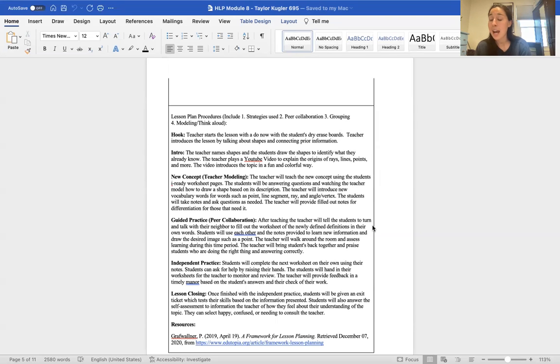To close the lesson, I'm going to hand out an exit ticket, which is going to be independent. This exit ticket is two parts. One part is drawing the actual geometric shapes of a line. So they have to remember, goes on forever. They can do the hand shapes in the air and then draw it or whatever they'd like.